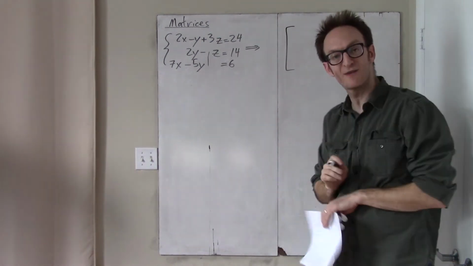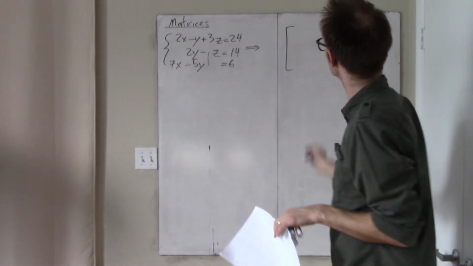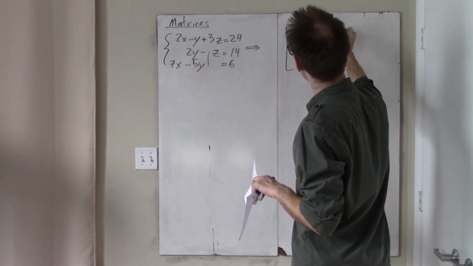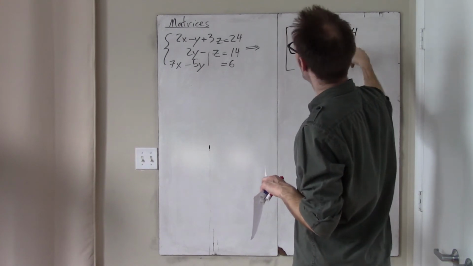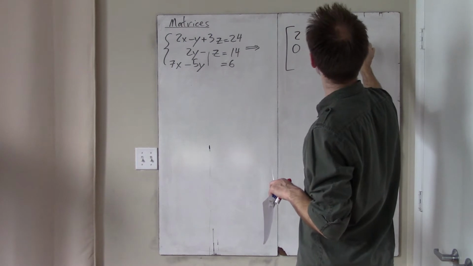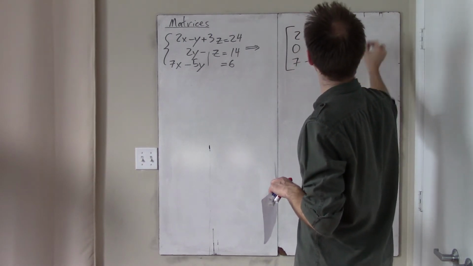Step 1, I want to solve the system of equations. How do I do it? Gaussian elimination. How are we going to do it now? With matrices. So it's going to be 2, -1, 3, 24, 0, 2, -1, 14, 7, -5, 0, and 6.